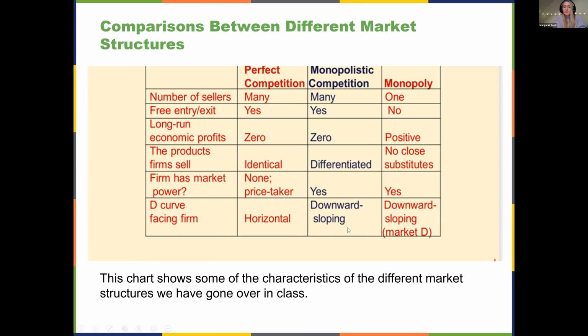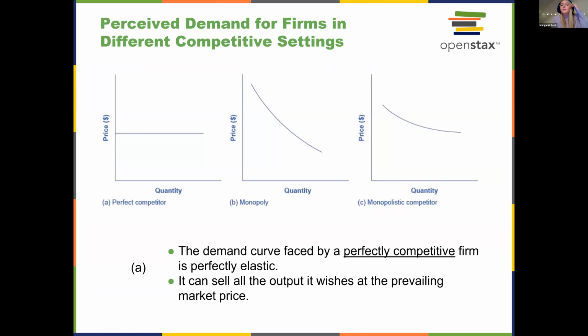We'll see in the next slide that monopolistic competition falls in between these two demand curves, which makes sense. Monopolistic competition on the spectrum of competition falls in between perfect competition and monopoly. So the steepness of the demand curve will also fall in between the perfect competition demand curve and the monopoly demand curve. So again, this is just reiterating what I just said.